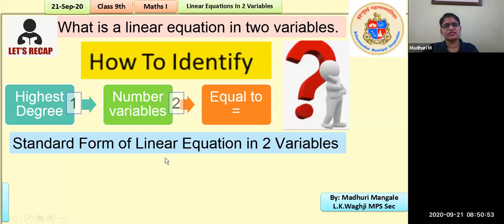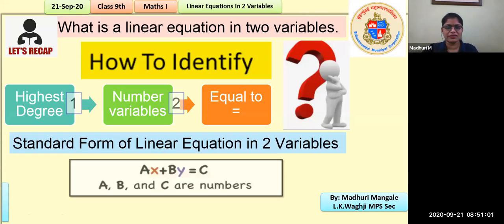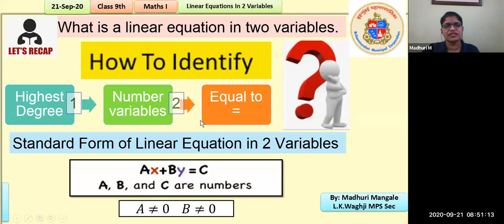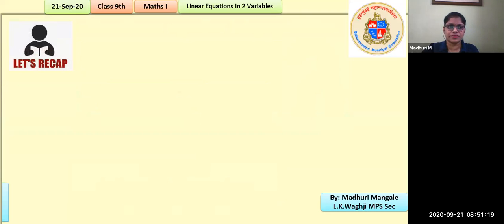And then we saw the standard form of linear equation in two variables. What is the standard form? Are you able to recollect? Yes, I know you all are able to recollect. That is ax plus by plus c equals 0, where a, b, c are numbers. Specifically, they are real numbers, and a is not equal to 0 as well as b is not equal to 0. Correct?